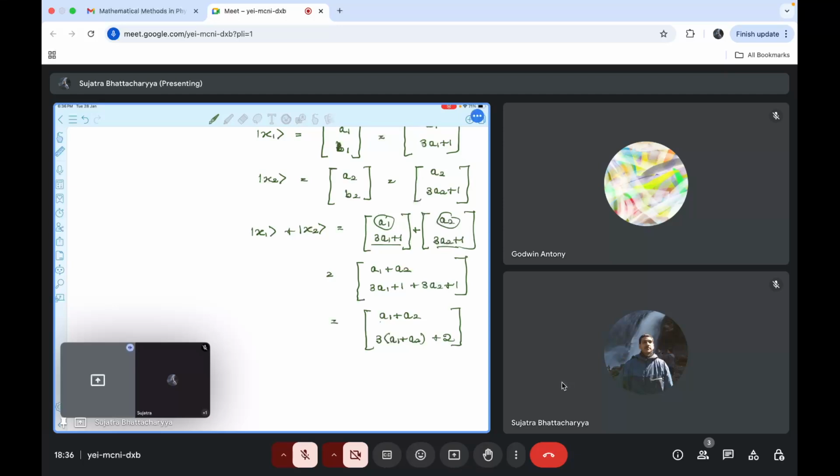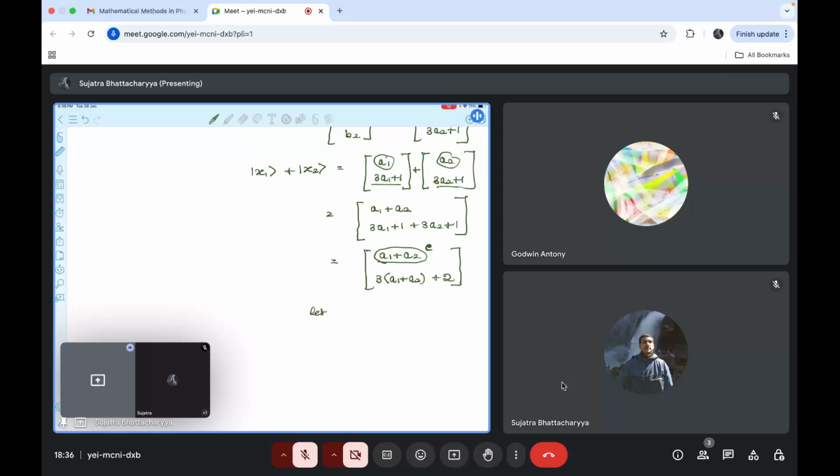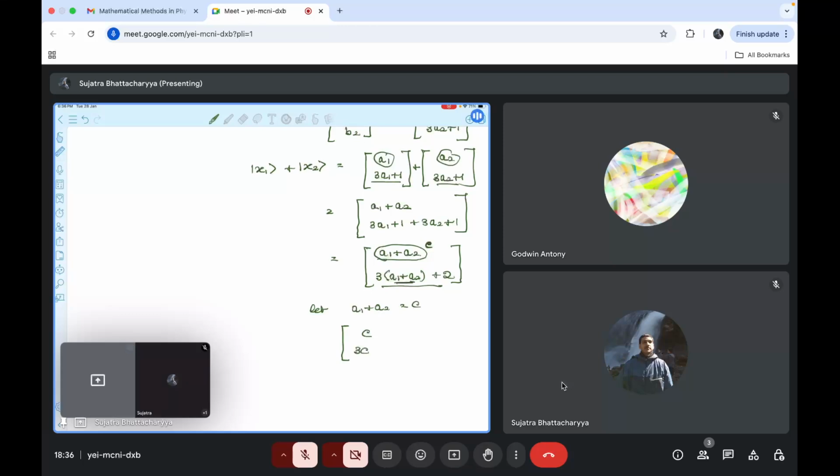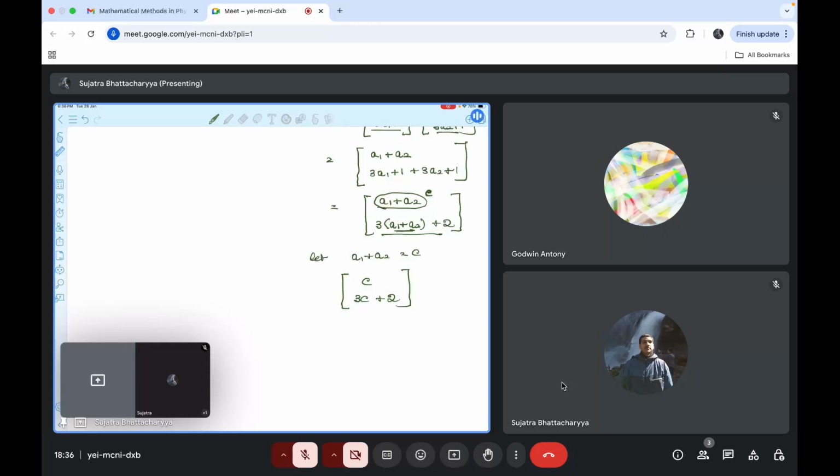Great. Now, I combine this a1 plus a2 and say, let us say that this is c. So let a1 plus a2 be equal to c. Then what can we write about this? So what is the vector? This is c. See, this a1 plus a2 is here also. It will be 3c but plus 2. Alright, this is what you have. Now c and 3c plus 2, these are the two elements we are getting.